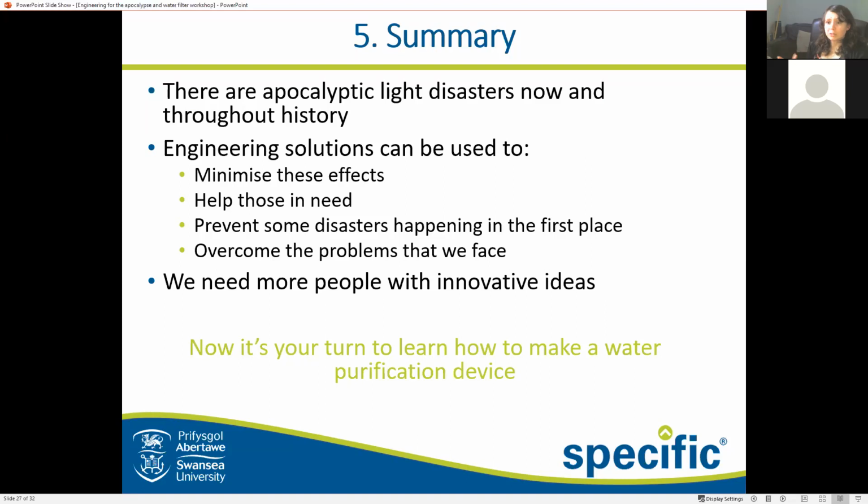So if you were to come into this field, you would have the ability to really make a difference and to help those in need. And we need more innovations, we need more inspiration. So although we get some bleak times, hopefully it helps us to come together. So enough of that. Now it will be time for you to make your own device.